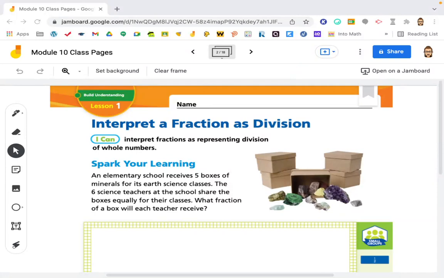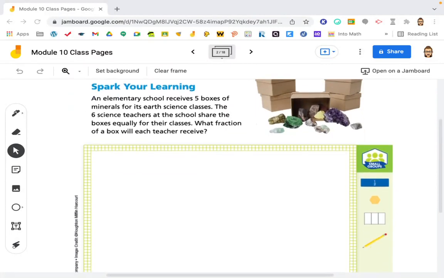Today we are looking at Module 10, Lesson 1, which is all about interpreting a fraction as division. And hopefully by the end of this lesson, you will be able to interpret fractions as representing division of whole numbers. So it says, spark your learning.